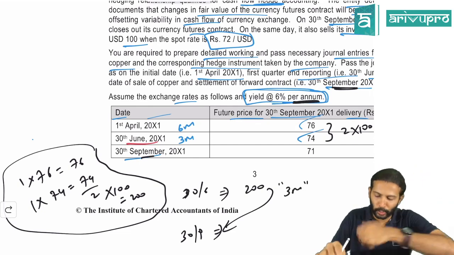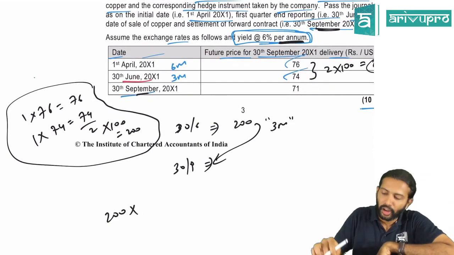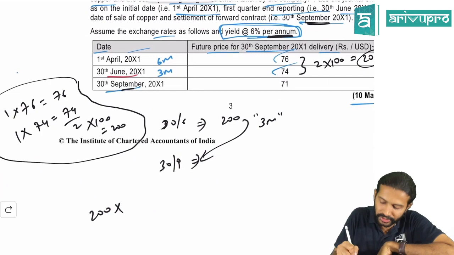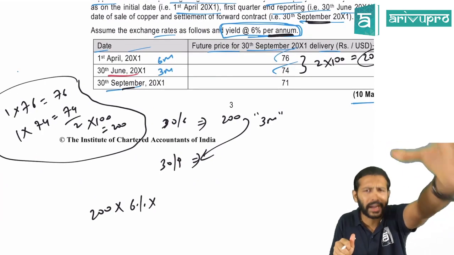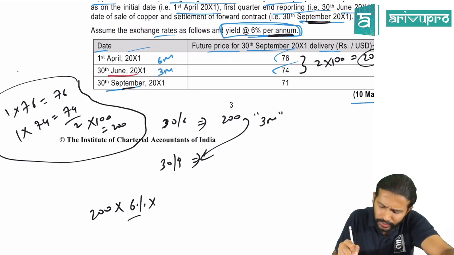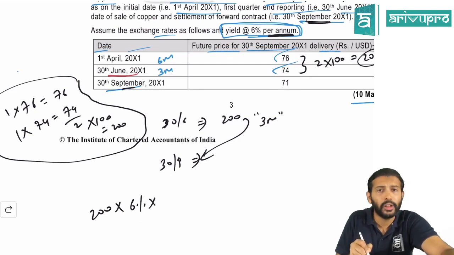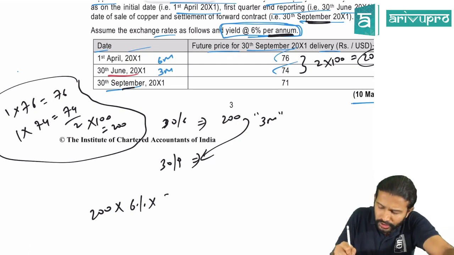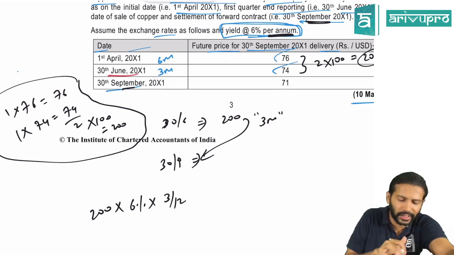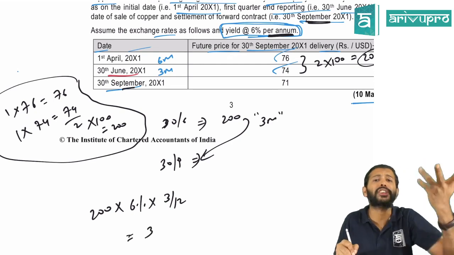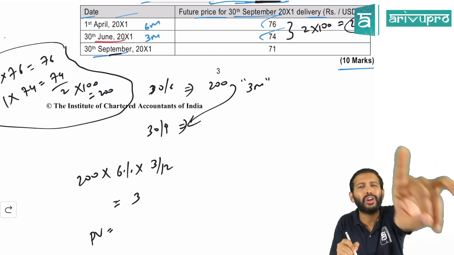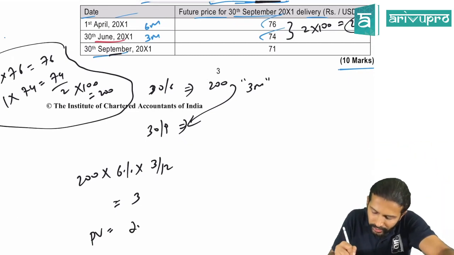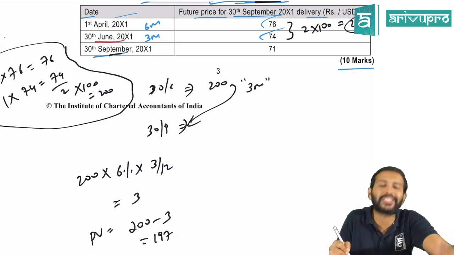Suppose I have this 200 rupees with me. They're saying the discount factor or interest factor is 6%. If I take this 200 rupees and invest it in a bank, and the bank gives me an interest rate of 6% per annum, I can invest it for 3 months. How much interest will I get? 200 into 6% into 3 by 12, I'll get an interest of 3 rupees. That means the present value of this gain is not 200. It is only 200 minus 3, which is 197 rupees.